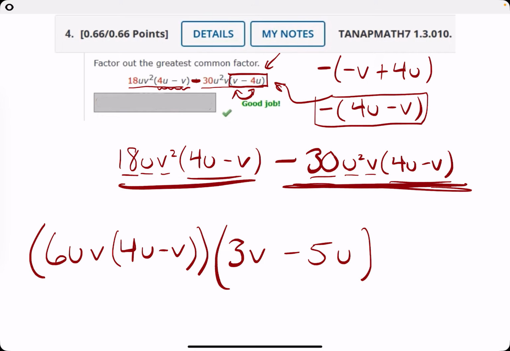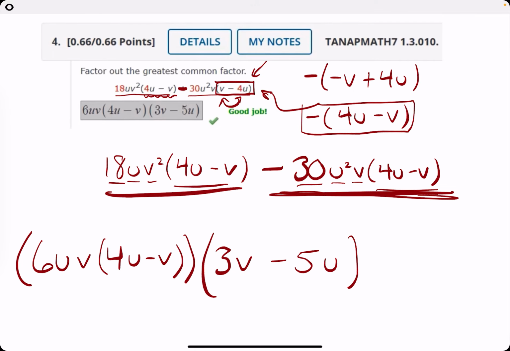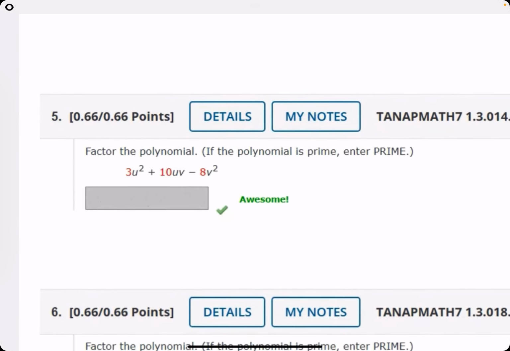I'm curious if they've written it differently. Let's see how I have it written here. No, it's pretty spot on. Okay, yeah. That's all there is to it. Hope that made sense. Let's go to number 5.